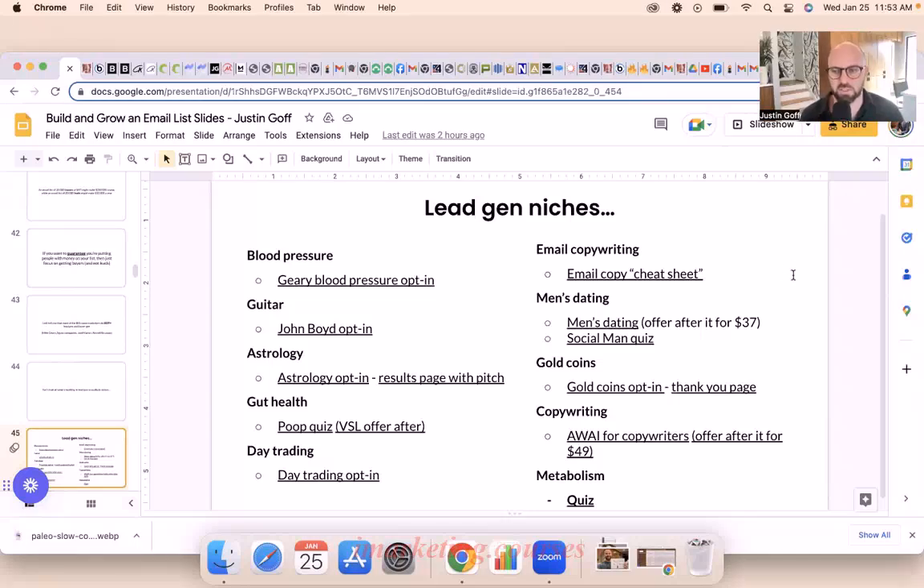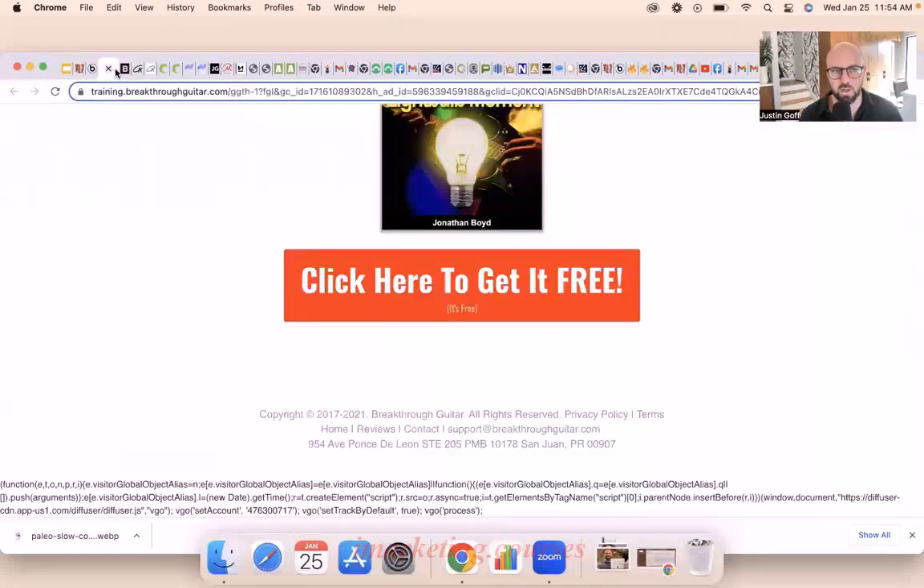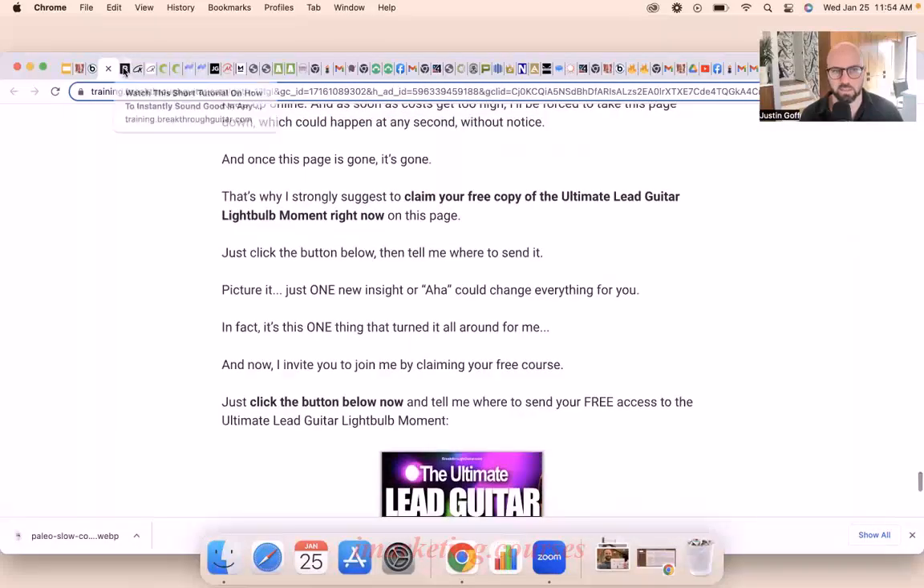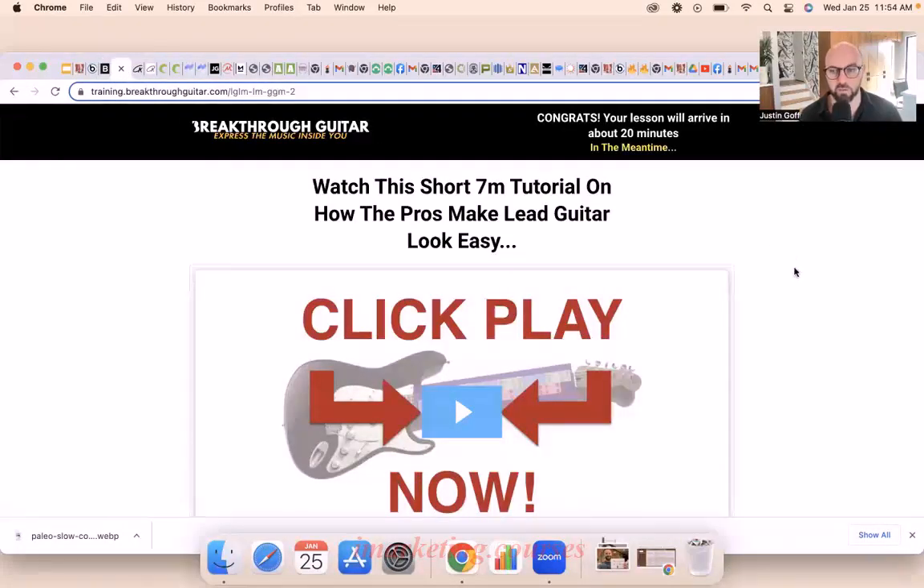Willis said, are most of these examples aiming at breaking even on day one? I would say most of them. Yeah, they're trying to. These are mostly all buyer gen. Some of them do both. Obviously the blood pressure one I showed you has an offer afterwards. The guitar one here has an offer afterwards. So a lot of them kind of combine the two.